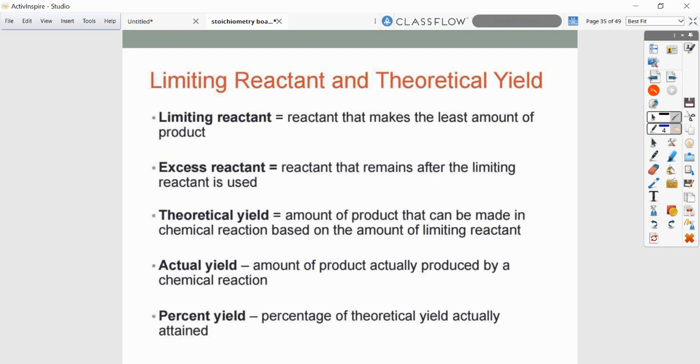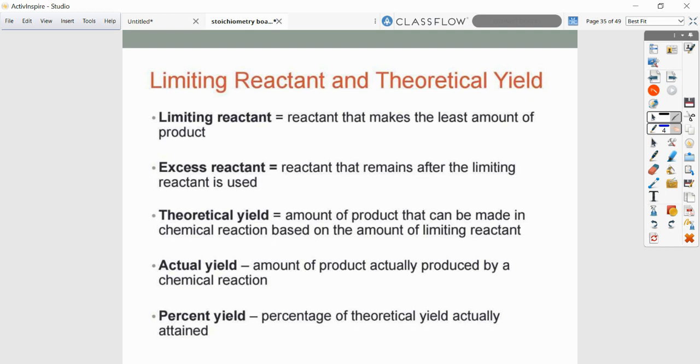So take a minute, you can go ahead and write down these definitions. Limiting reactant, the reactant that makes the least amount of product. Excess reactant, reactant that's left over after the limiting is used. Theoretical yield, the amount that you expect to be produced. Actual yield is what you actually get, because chemical reactions are often not 100% efficient. And then we can determine our percent yield by looking at our actual yield versus our theoretical yield.